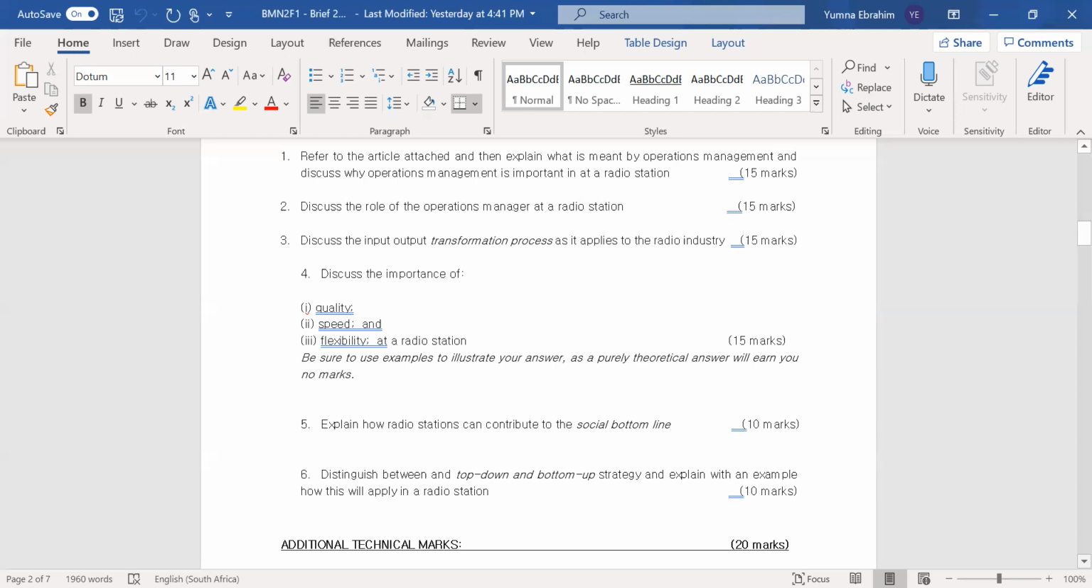Okay, and then the final question is asking you to distinguish between. So what we mean there is discuss the difference between the top-down and bottom-up strategy. Okay, so the top-down and bottom-up strategy you will find in the chapter on strategy, which is chapter 3, and it's covered from page 58 onwards. Okay, so you could begin your answer briefly by explaining and then obviously referencing whichever source you use, what is the difference between a top-down and bottom-up strategy.